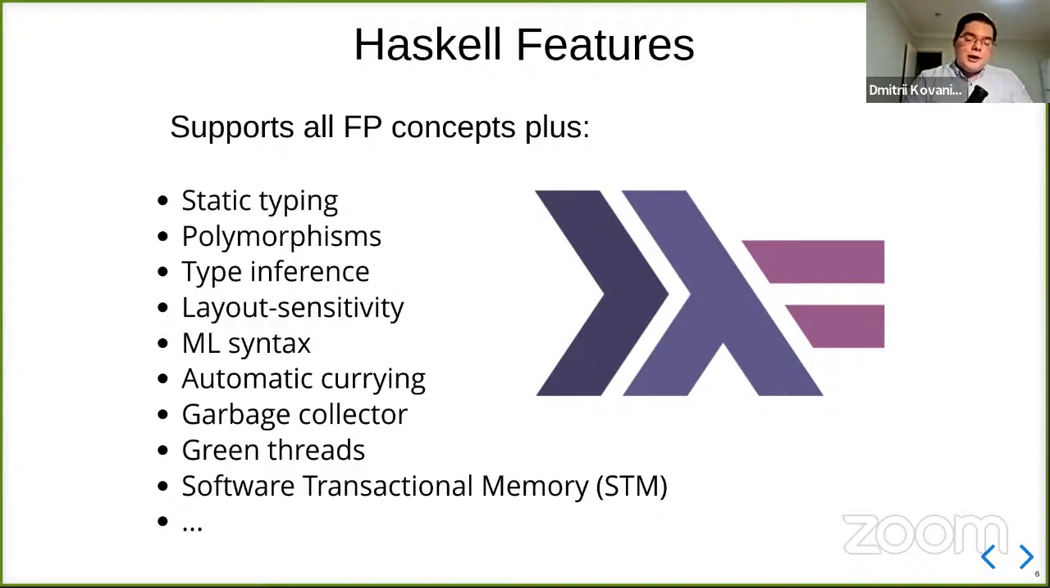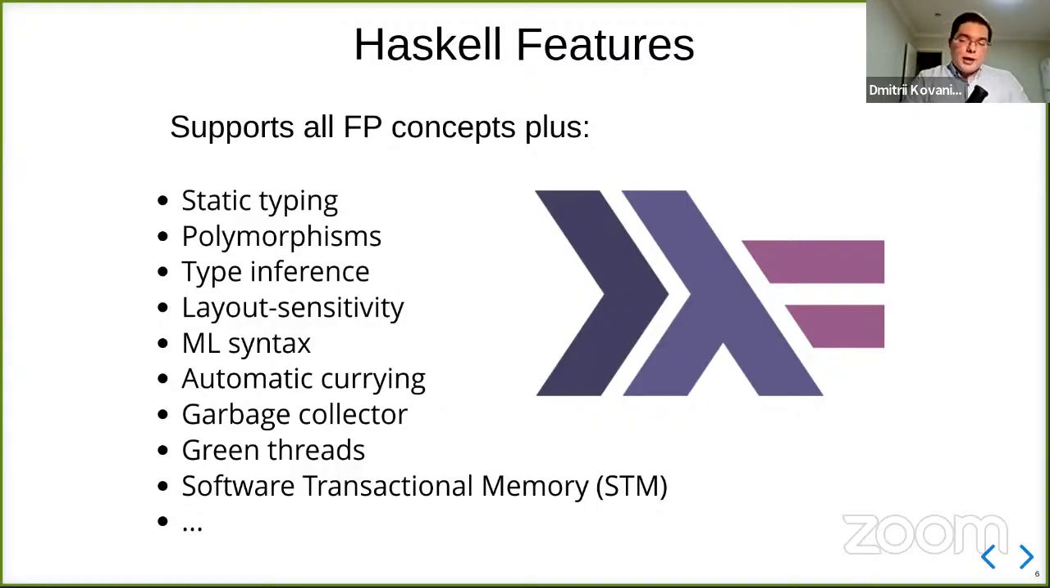Haskell also has automatic currying, and we're going to talk about this today, which means that you can apply functions partially and get other functions. And you don't need extra syntax for this. It's not true for other languages. But these are the type level or maybe some program level features.